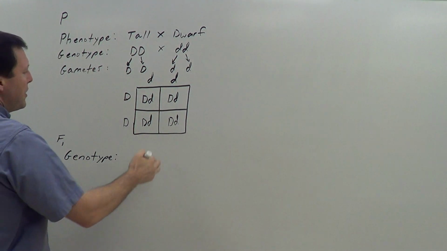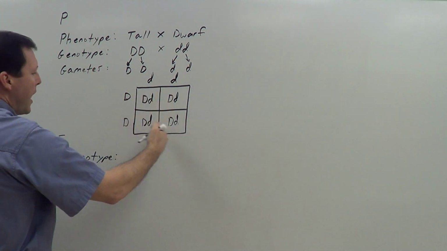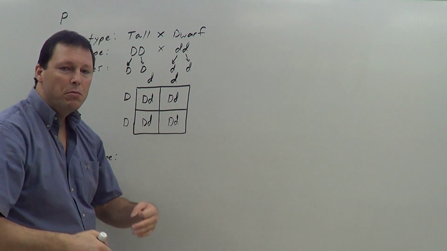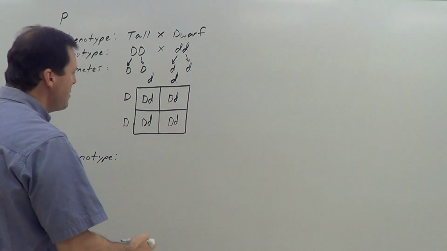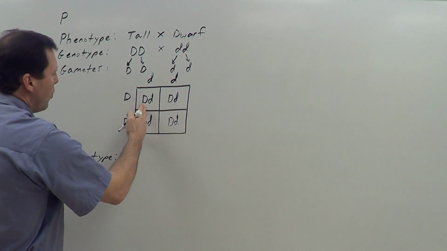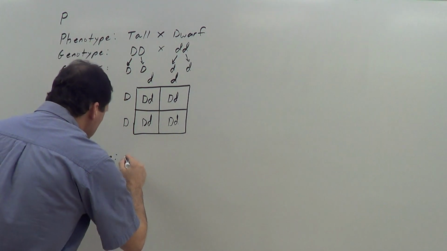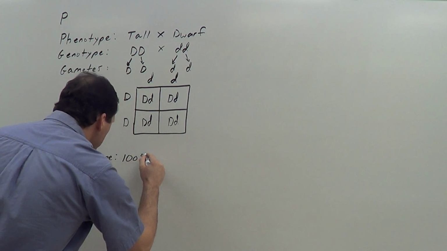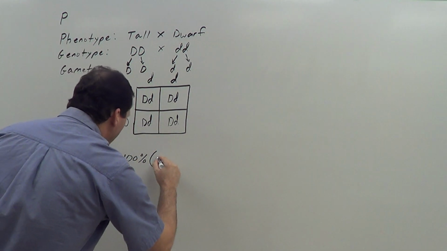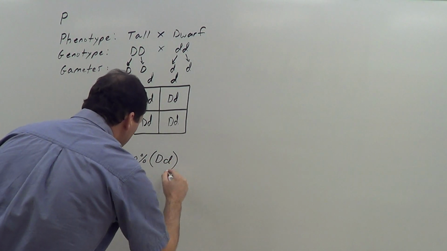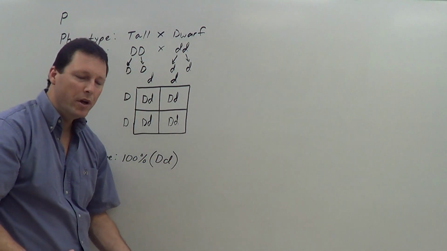Now, it turns out that 100%, or 4 out of 4, are going to be capital D, lowercase d. That means they're going to be heterozygous. They've got one of each type of gene here. So I'm going to write 100% are going to be capital D, lowercase d. Heterozygous or hybrid.